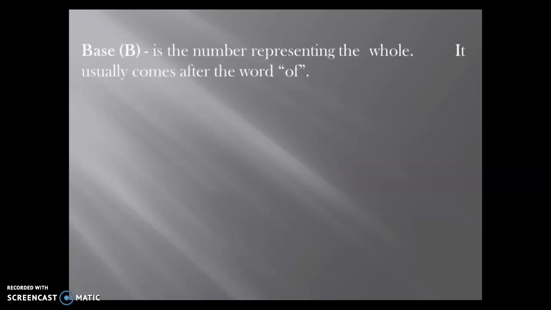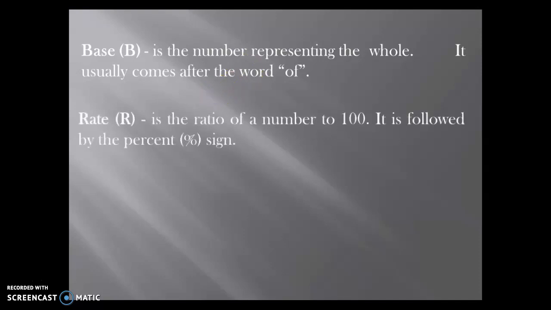Last time, I told you that the base or B is the number representing the whole. It's actually the totality. It usually comes after the word of. Next, rate or R is the ratio of a number to 100. It is followed by the percent sign. Sometimes, it can be represented using fraction or decimal.